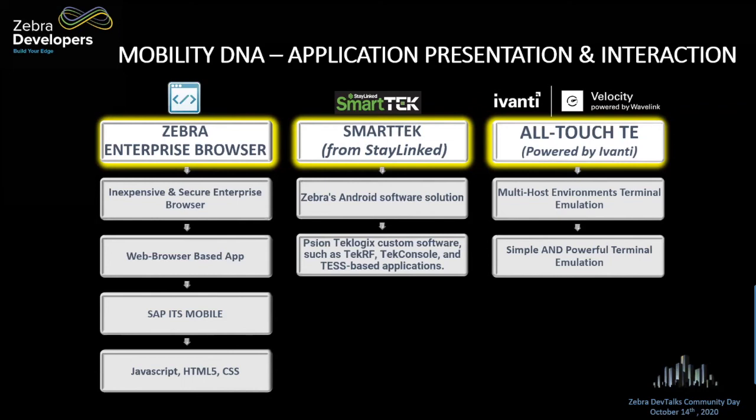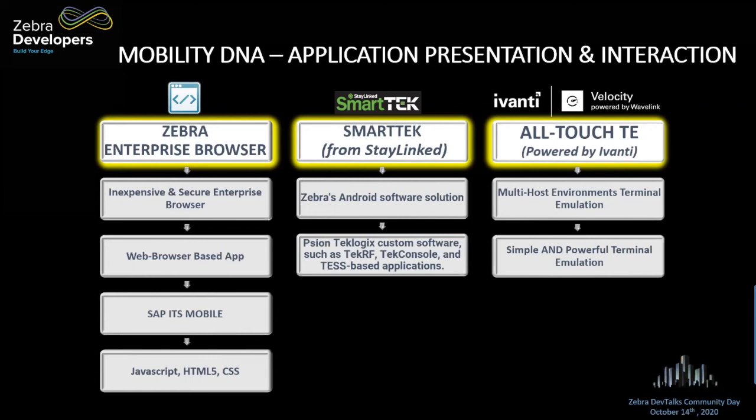Enterprise Browser is a safe, secure, and inexpensive web browser that runs on Zebra devices. It's for web browser-based applications. It also has a plug-in module for SAP ITS Mobile that we're going to talk about a little bit as well. And it's there for being able to use JavaScript, HTML5, and CSS to enable applications on the Zebra devices.